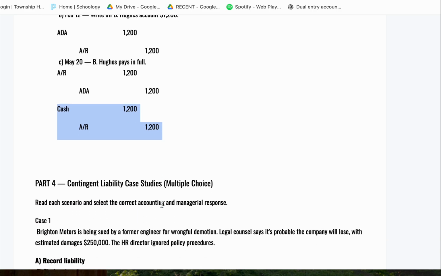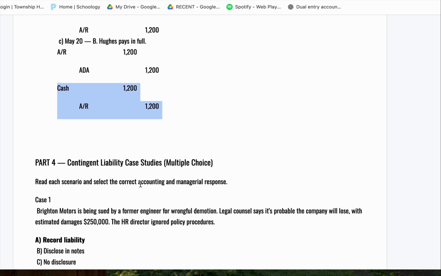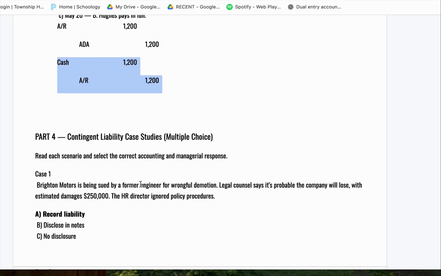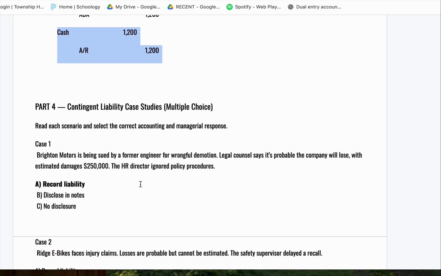Two more quick sections here. This is contingent liability cases. These are potential pending losses of money that are in the company's future, but you are uncertain of the amount possibly, and you're also uncertain of whether or not that money will be lost, based on a pending government decision or a pending lawsuit, or there could be several other examples.